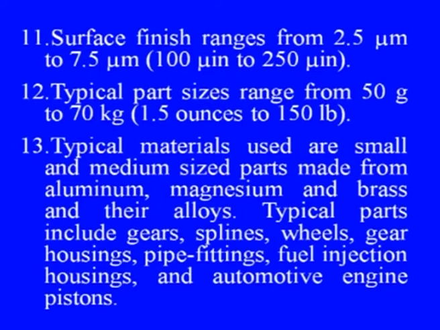The typical part sizes range from 50 gram to 70 kilogram. Typical materials used are small and medium sized parts made from aluminum, magnesium and brass and their alloys. Typical parts include gears, splines, wheels, gear housings, pipe fittings, fuel injection housings and automotive engine pistons.